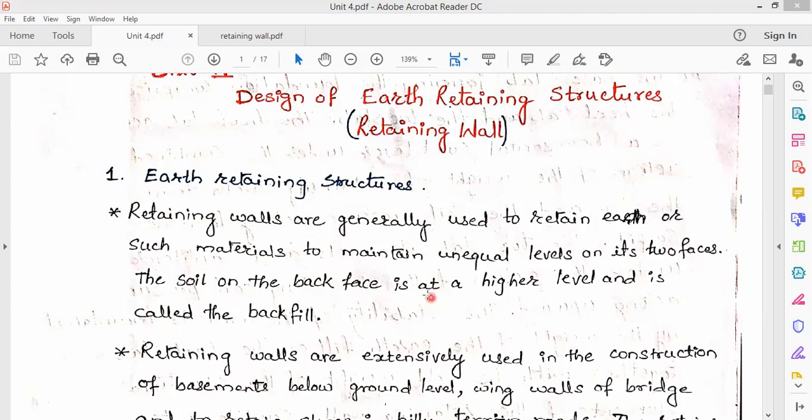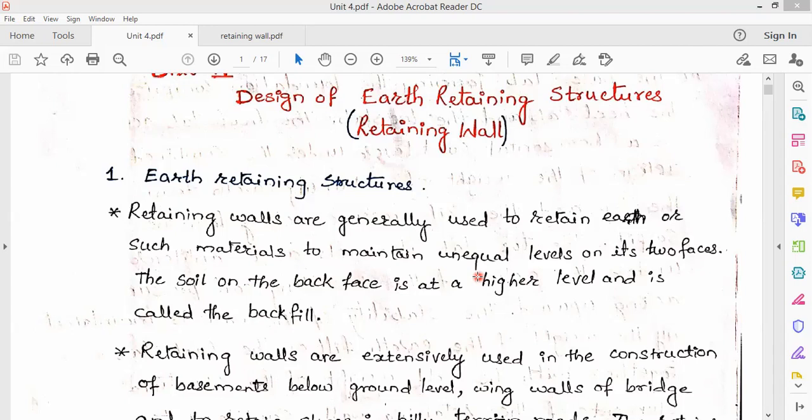So what is this retaining wall? The retaining wall or the earth retaining structure is generally used to retain the earth or such materials to maintain unequal levels of its two faces. Let's say by the roadside we may have observed that a vertical structure will be standing, and behind that vertical structure a large quantity of earth will be retained.